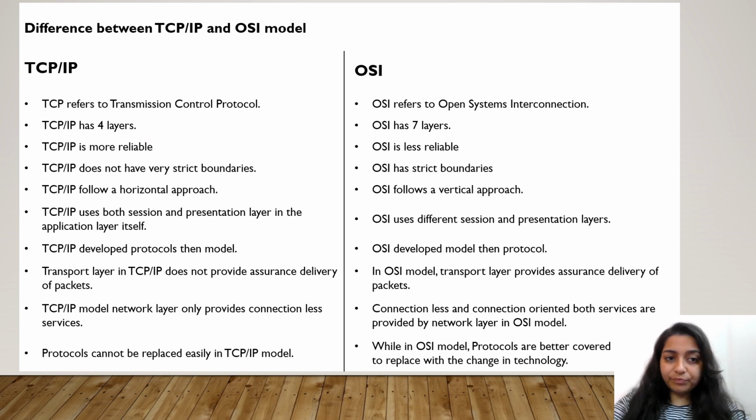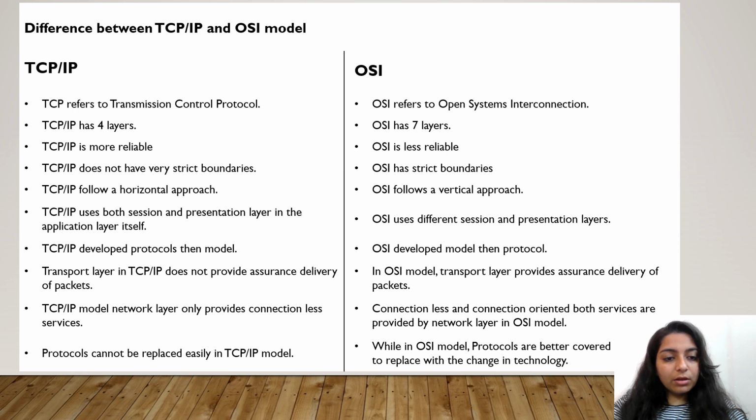These are the main differences laid out between the TCP/IP model and the OSI model. The abbreviation is obviously different. As we have discussed, OSI has 7 layers, TCP/IP has 4 layers. TCP/IP is more reliable, and the OSI model is comparatively less reliable. TCP/IP does not have strict boundaries, OSI has very strict boundaries. TCP/IP follows a horizontal approach, and OSI follows a vertical approach.